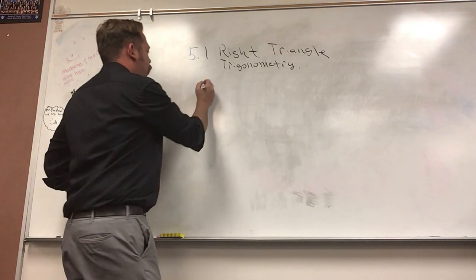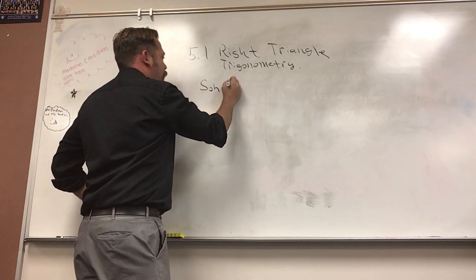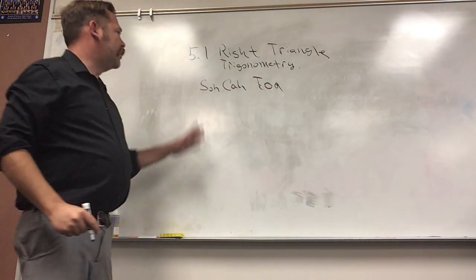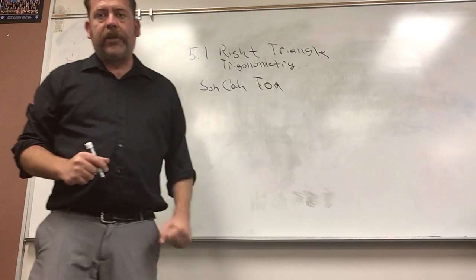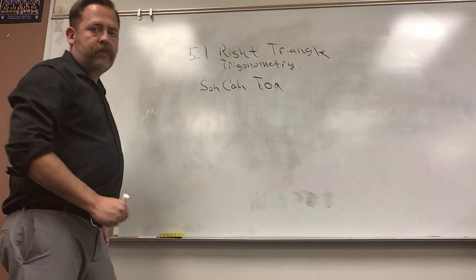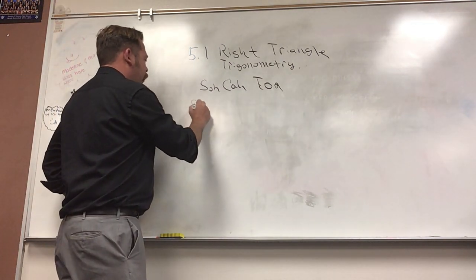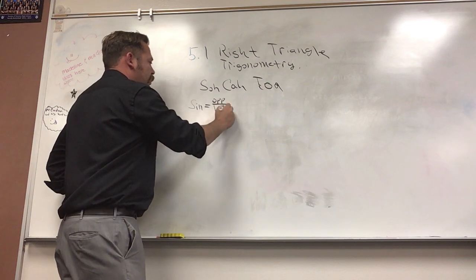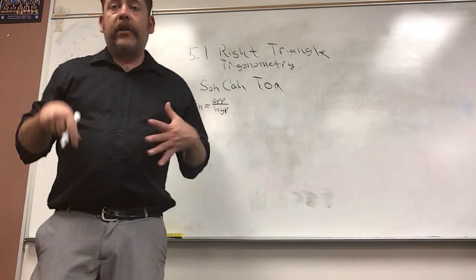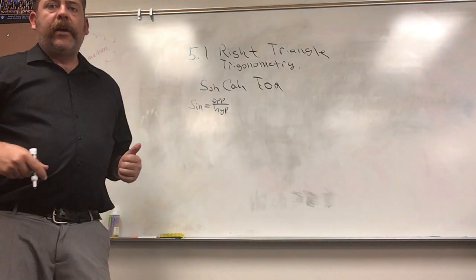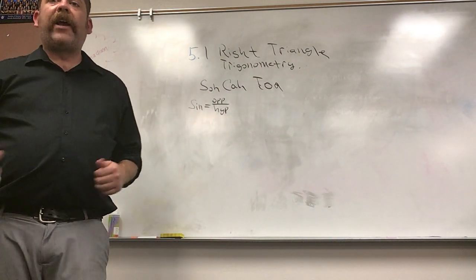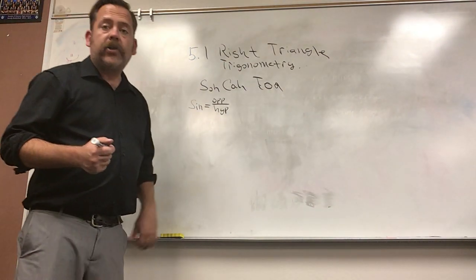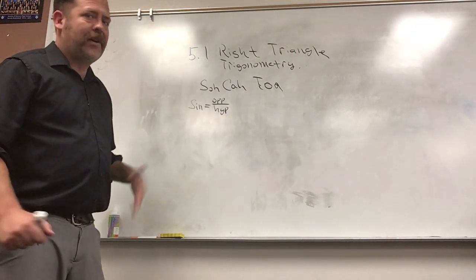This is SOH CAH TOA. And if you remember, this helps you remember, kind of like our SOH CAH TOA from geometry. The difference between this and what we've done earlier in this unit is that earlier was for angles in standard position, whereas this is for any sort of right triangle. This is the easier lesson, I feel like.